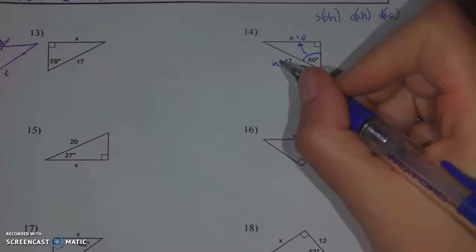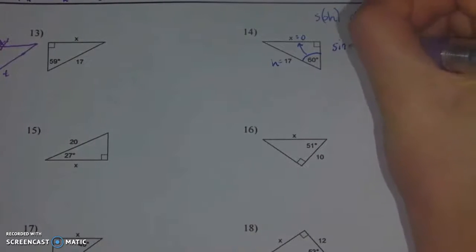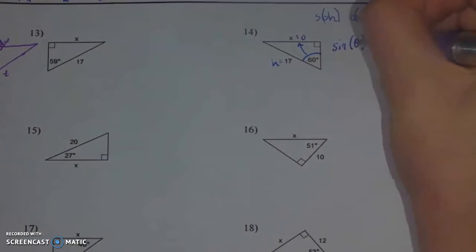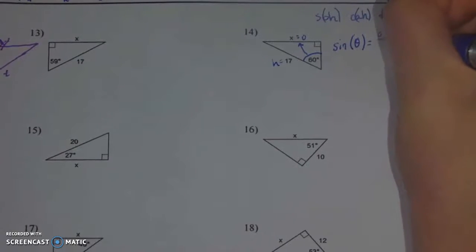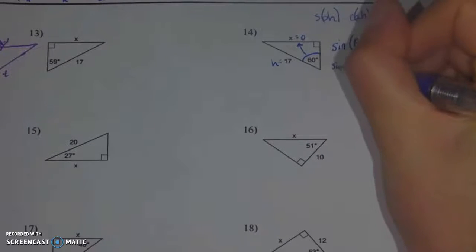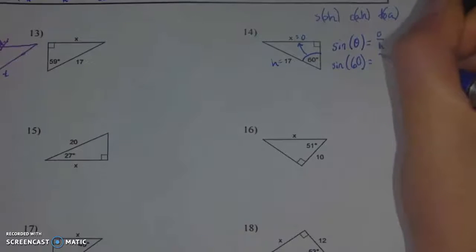So since I have O and H, it means I'm working with sine, and I can write out my full function. The sine of theta is always equal to O over H, right? The first letter that comes first is on top of the fraction. Now I can fill this in. The sine of 60 is equal to my x over 17.